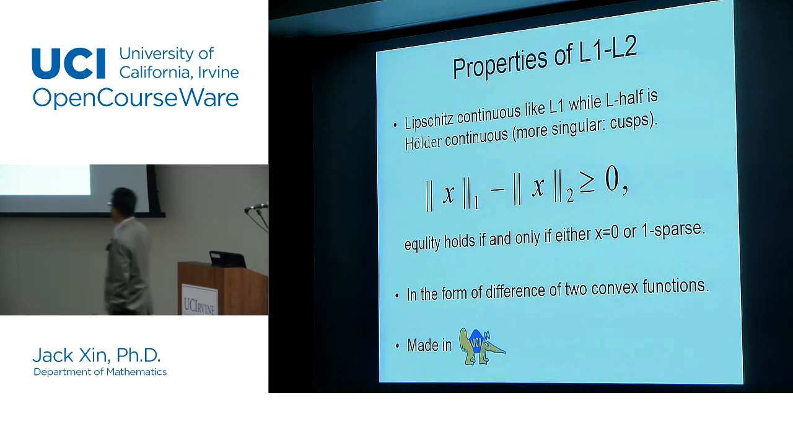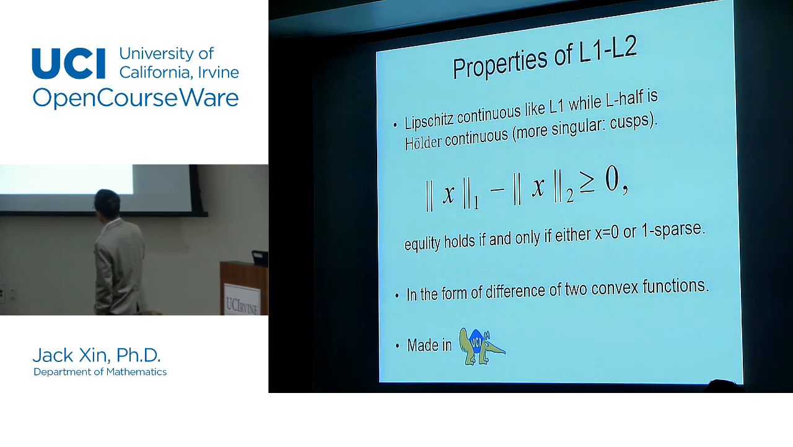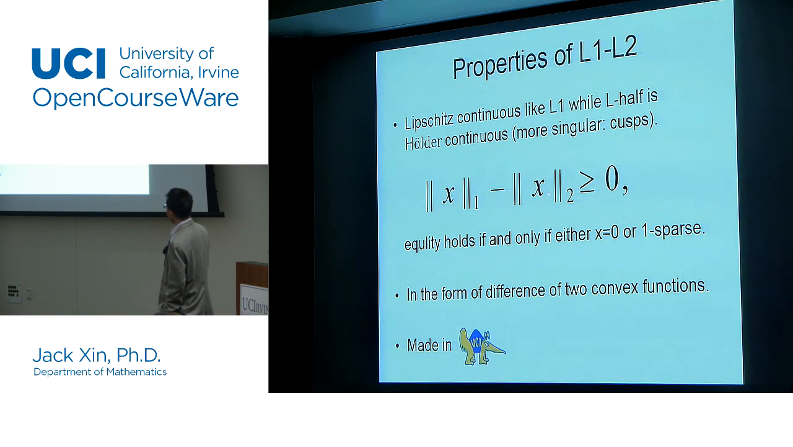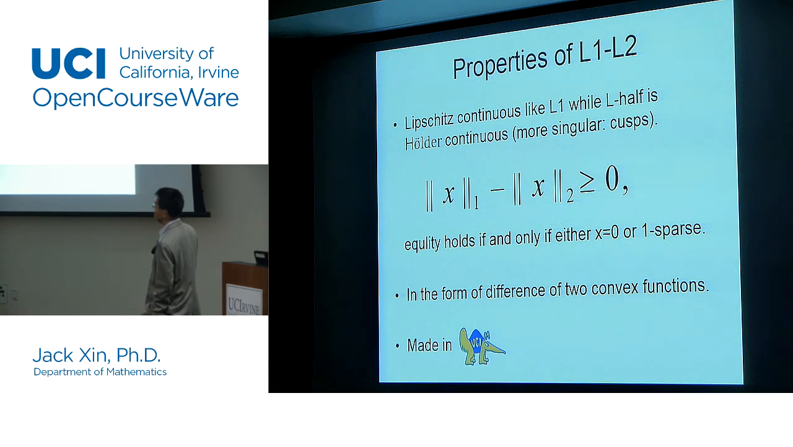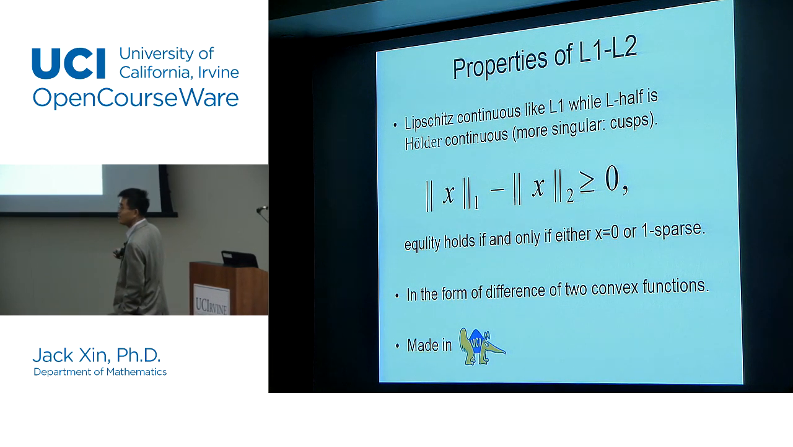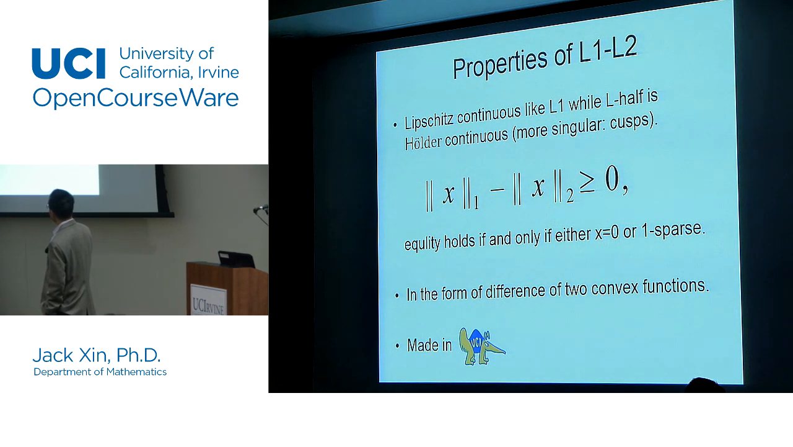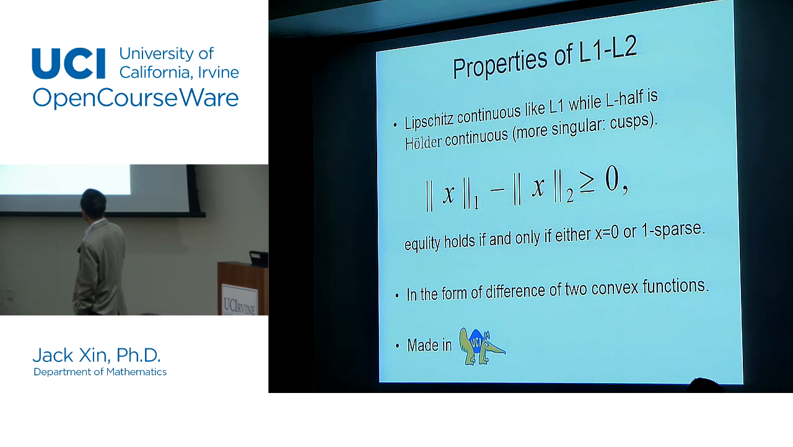The properties of L1 minus L2 are the following. First, it's still a Lipschitz function. In other words, the derivatives will be bounded, whereas L1 half, when you take a derivative, is infinite at 0. So the L1 half is what we call a Holder continuous function. The L1 minus L2 is still Lipschitz. And the other beautiful property is that L1 minus L2 is always non-negative. This follows from the elementary inequalities. And it is equal to 0 if and only if x is 0 by itself or x is 1 sparse.